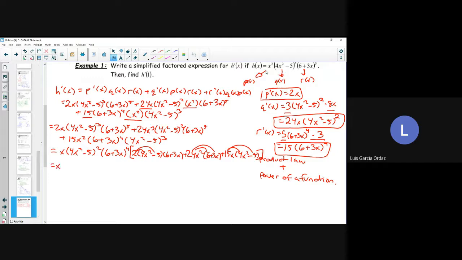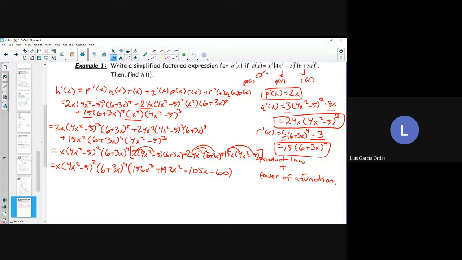So I got x times 4x squared minus 5 all squared times 6 plus 3x to the power of 4. And once you simplify what's on the inside, you get 156x cubed plus 192x squared minus 105x minus 60. Okay, so we brought it down to a much simpler expression to work with.